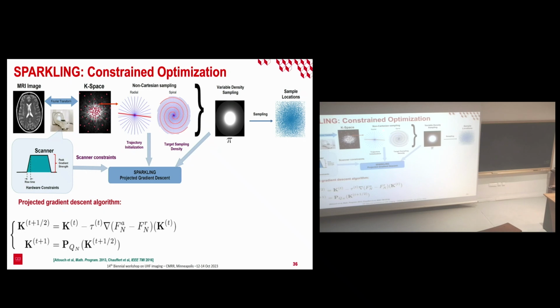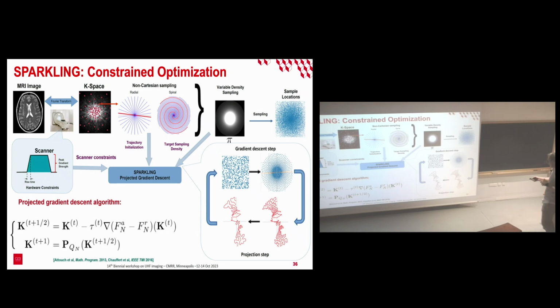You won't end up with the same solution starting from a radial or from a spiral initialization, but you have this type of behavior: applying the gradient descent steps, so these first lines, transforms the position of the points to something which is much closer to your target sampling density.